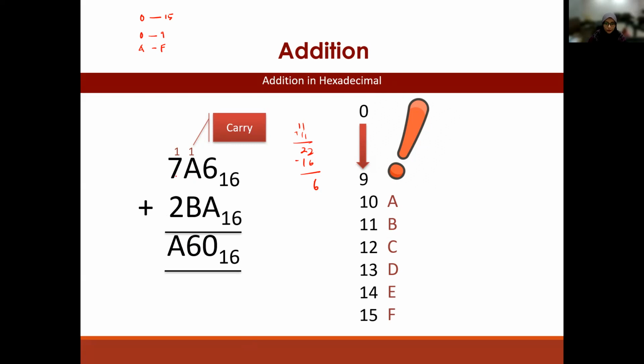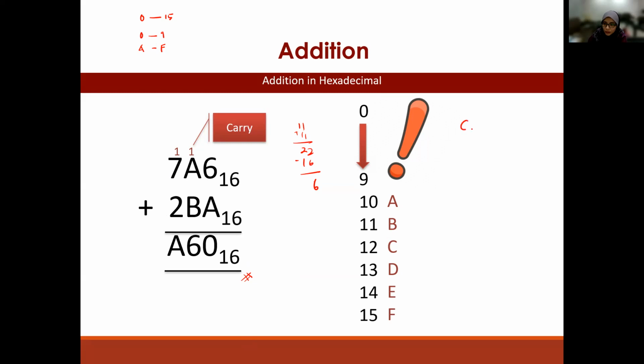So 1 plus 7 equal to 8. 8 plus 2 equal to 10. 10 is within range, so we put it here as A. Why can't we write it as 10? Because for hexadecimal, 10 must be represented by the letter A. So that's why we get A60 base 16.